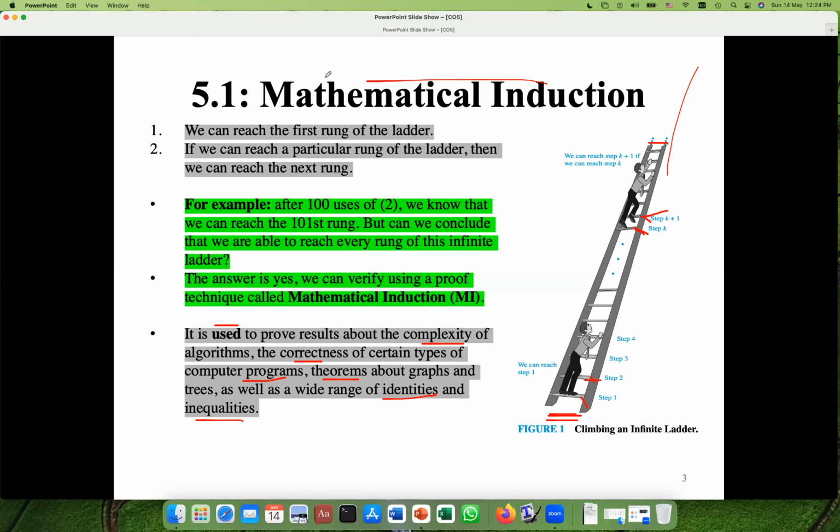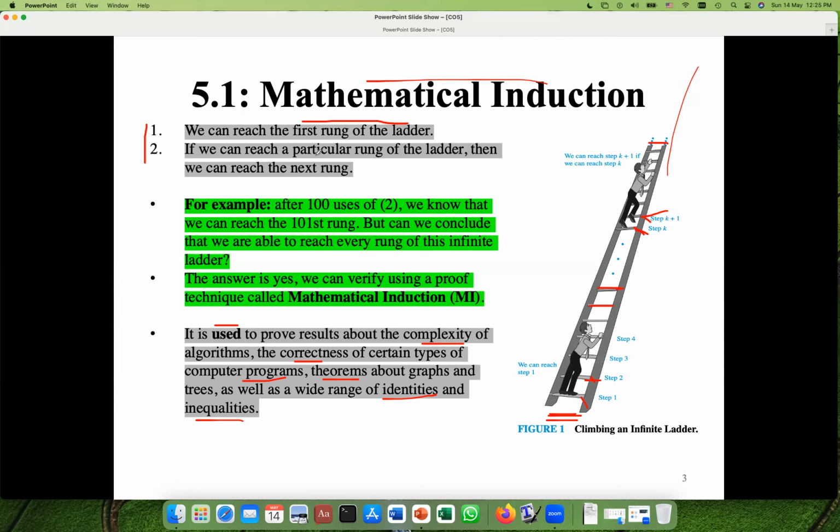So basically in mathematical induction, there are 2 steps. We will see these 2 steps in the next slide. But here we are trying to elaborate those 2 steps in general words with respect to this example. So if you are on the ground, you can say that I can reach the first rung of the ladder. This is called a rung, a step.